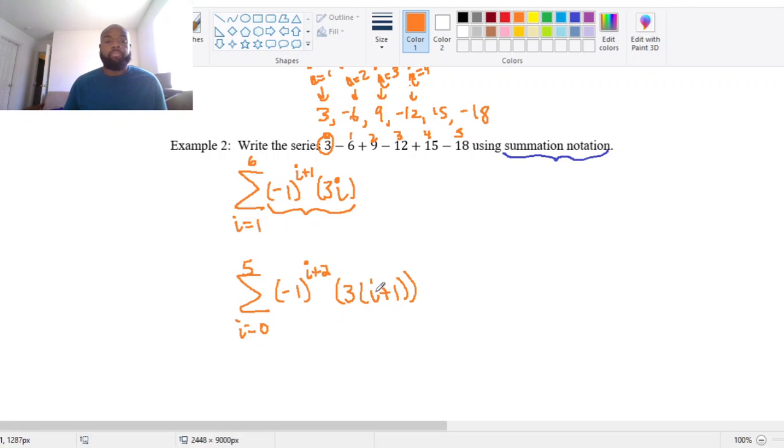And so this now becomes the sum i equals 0 to 5 of negative 1 to the i plus 2 times 3i plus 3. And notice here, when I plug in 0, I'm going to get 3. When I plug in 1, I should get 6 in this term right here. When I plug in 1 for i, I get 3 times 1, which is 3, plus 3, which is 6. When I plug in 2, I should get 9. 3 times 2 is 6, plus 3, which is 9, right?